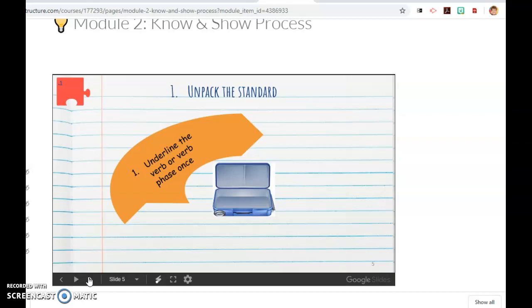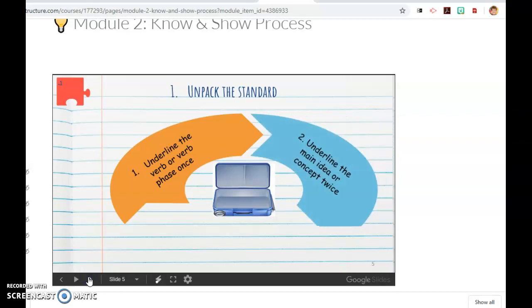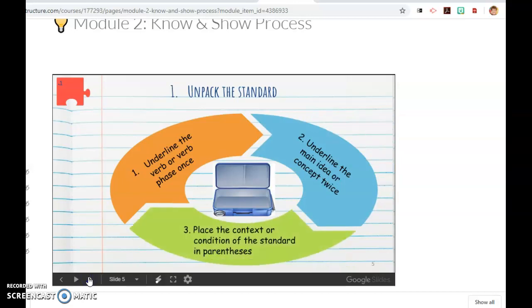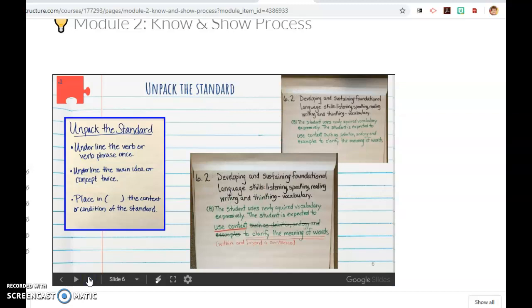As you look at your standard, first underline the verb or the verb phrase once. Underline the main idea or concept twice. And then place within parentheses the context or the condition of the standard. Let's see what that looks like.